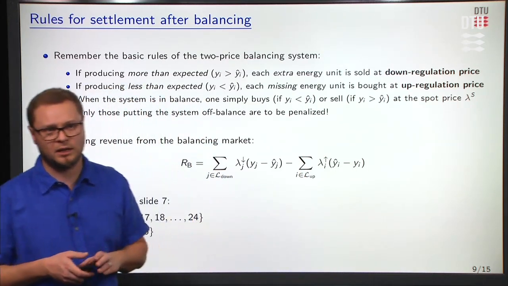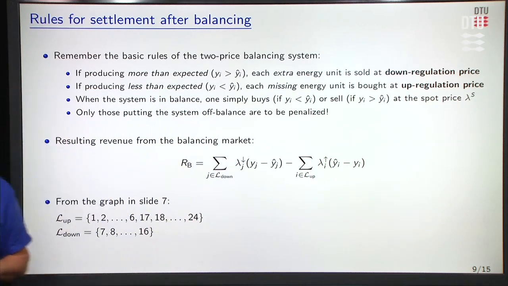the up-regulation payments. If we were to look at the graph of slide 7 again, you remember there were some hours where we would need to up-regulate because we produce less than what we were scheduled for, and then some other hours where we would need to down-regulate since we actually produce more than what was scheduled for.